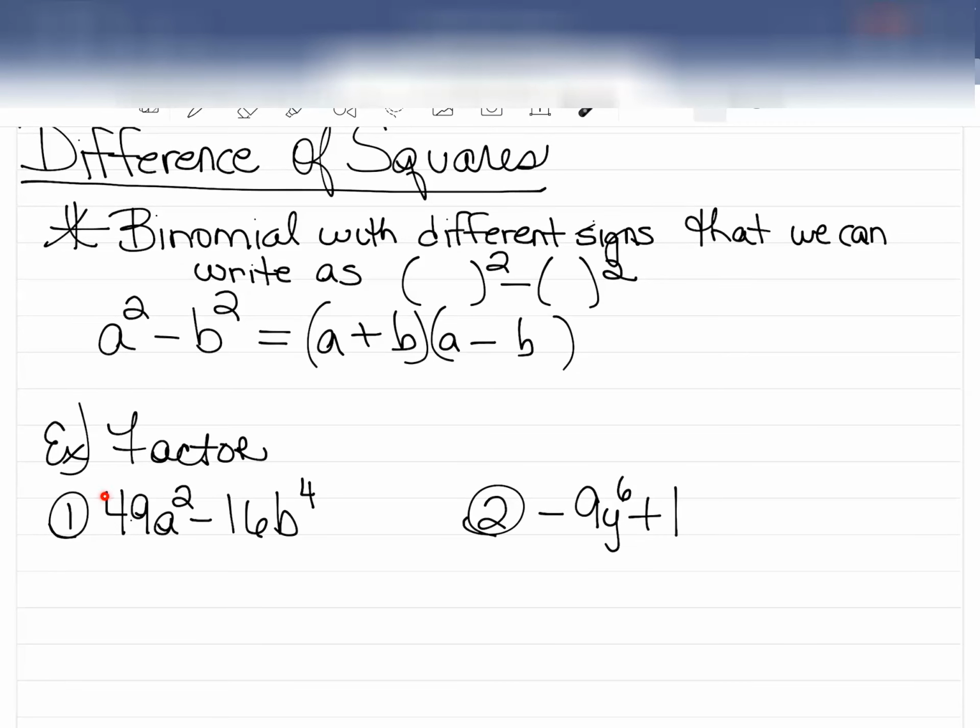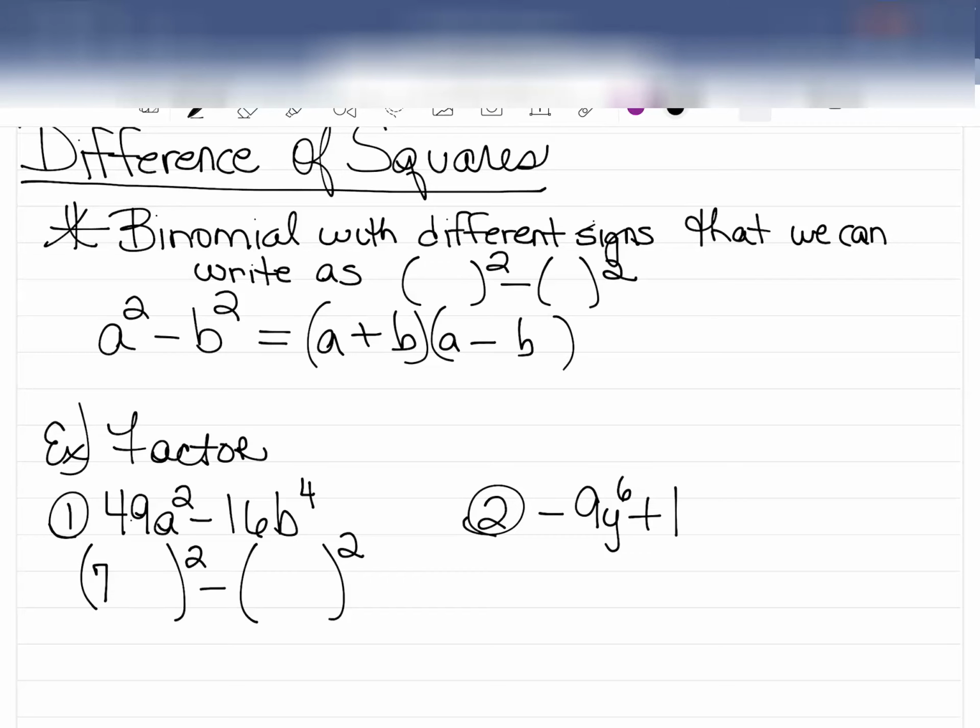So I need to have some whole thing squared minus some other whole thing squared. My minus sign is already in the middle, so that's okay. Now I have to figure out what's being squared. So I'm going to write my parentheses with my square on it and my minus in the middle. Now, 49, if I take the square root of 49, I get a 7. So my 7's being squared up front in terms of my number.